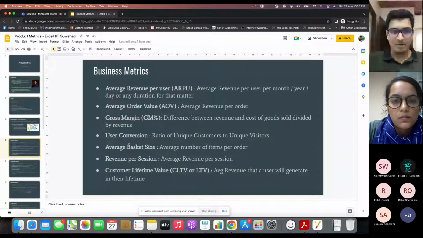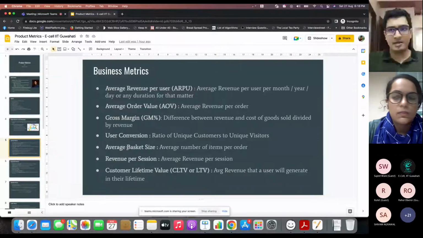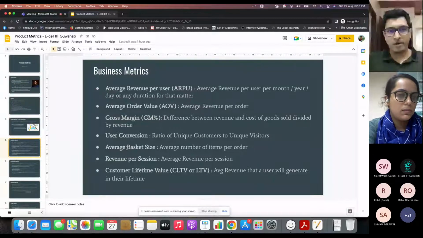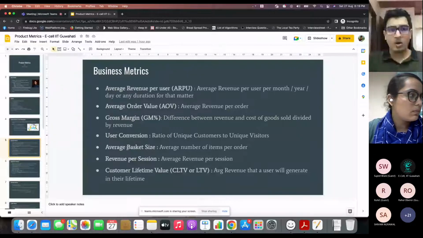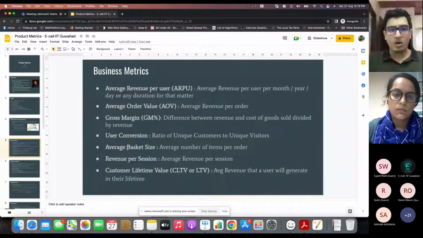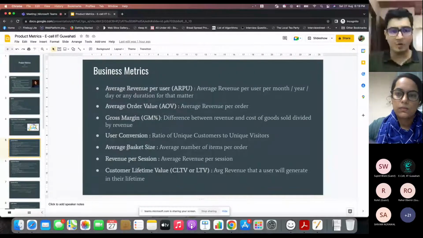So for example, if you're working on a cross sell product, where you recommend products in the cart based on the products that a user has added to their cart, that's cross sell and upsell. What would that lead to? It will lead to some people buying more products, and it will lead to an increase in average basket size.